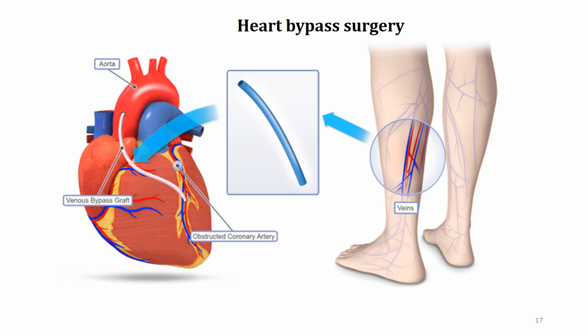This image shows a heart after bypass surgery. A vein from the leg is used to create a new pathway for blood to bypass the blocked artery.